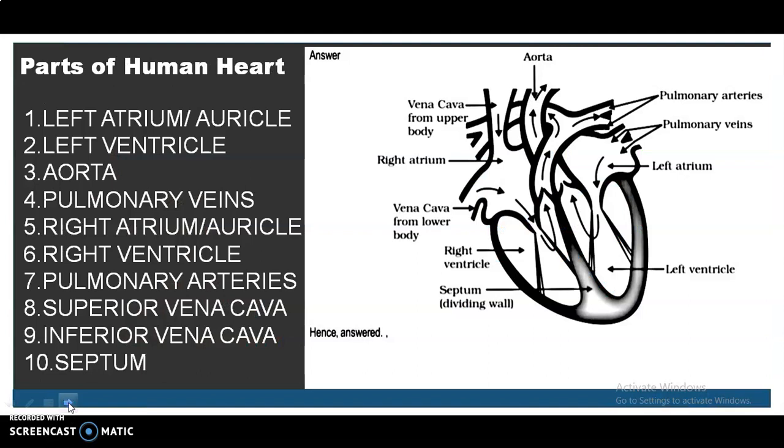Now comes the question, what are the different parts of the human heart? And in order to get a very clear picture of how to draw the diagram of human heart and show its various parts, I'm using a black and white sketch of the human heart, which shows its parts and the path of blood flow. But we will be discussing about the path of blood flow by using colored images in the successive slides.